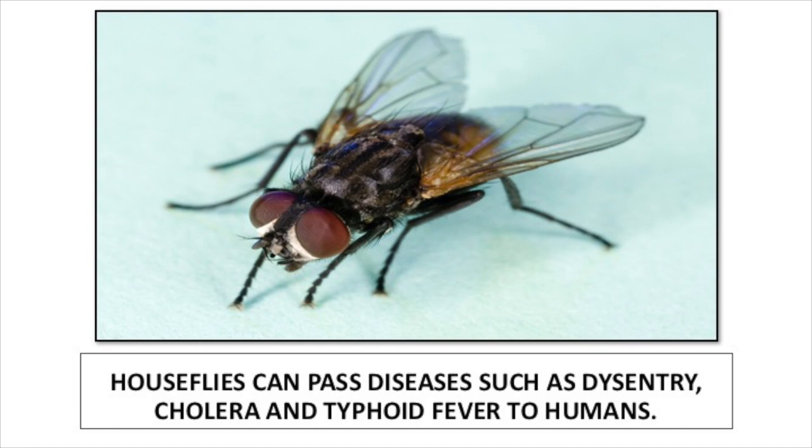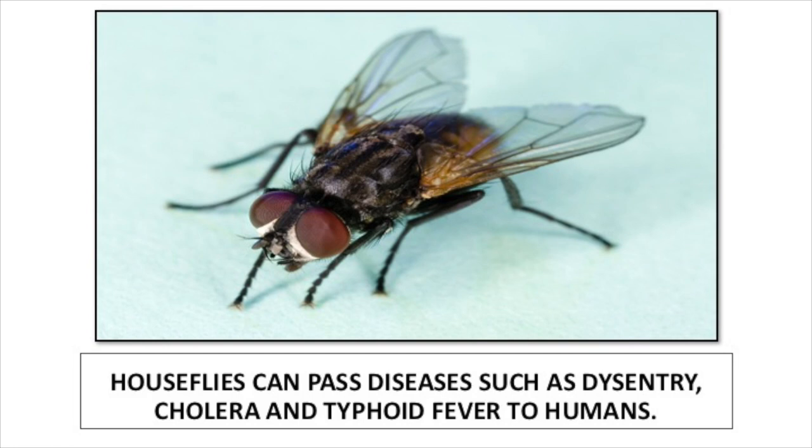House flies. Yes, like the flies we see in the schools, can pass diseases such as dysentery, cholera, and typhoid fever to humans. These types of diseases make us want to vomit or be sick or have to go to the toilet all the time. And these types of diseases are passed on by the common housefly. This is what a housefly looks like close up. And you can see here is its mouth, two wings and six legs.